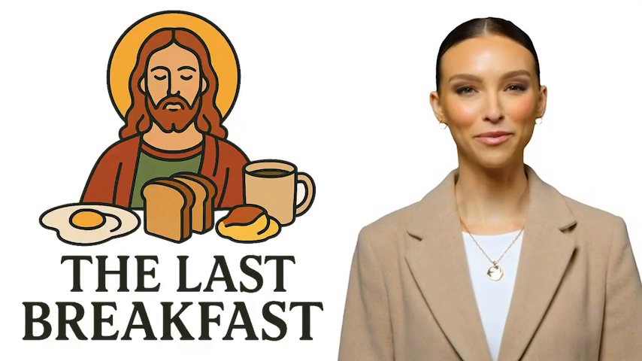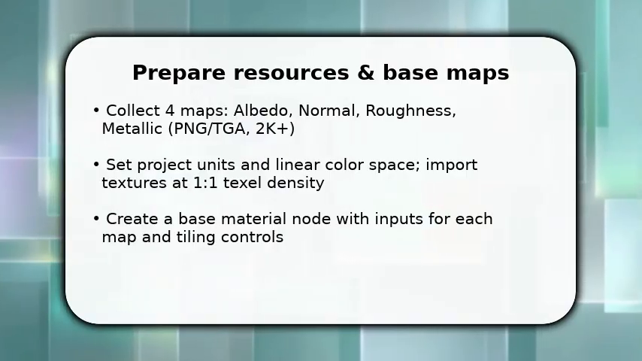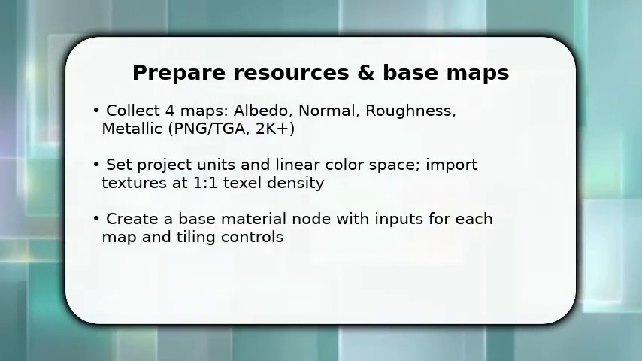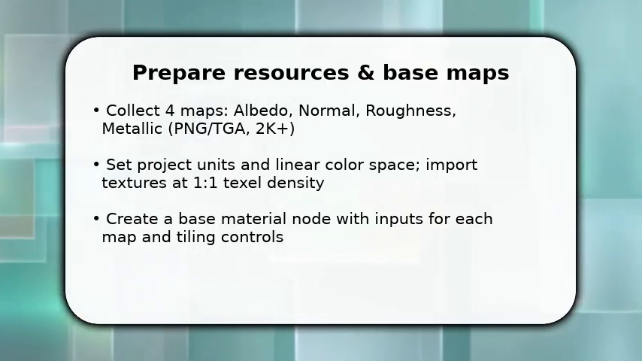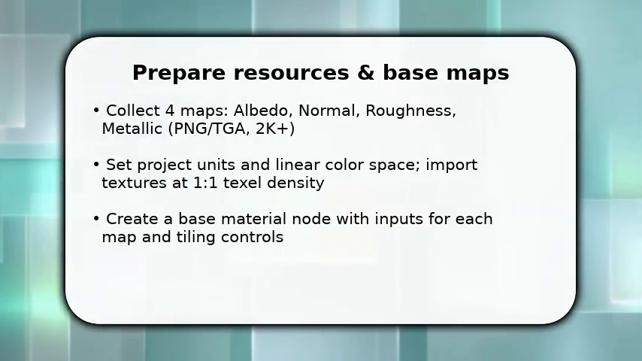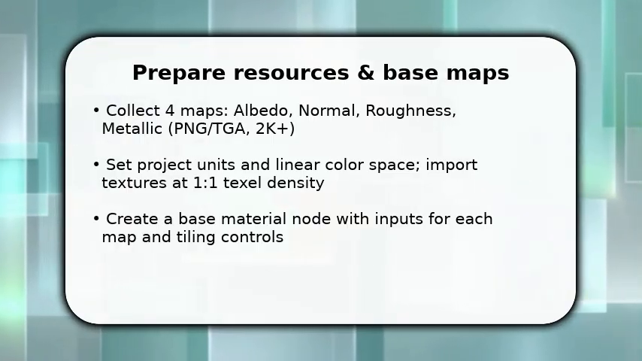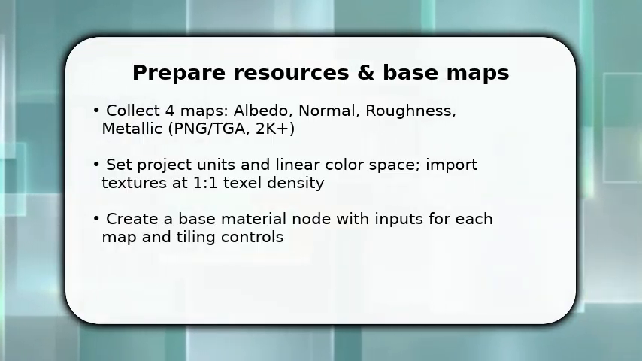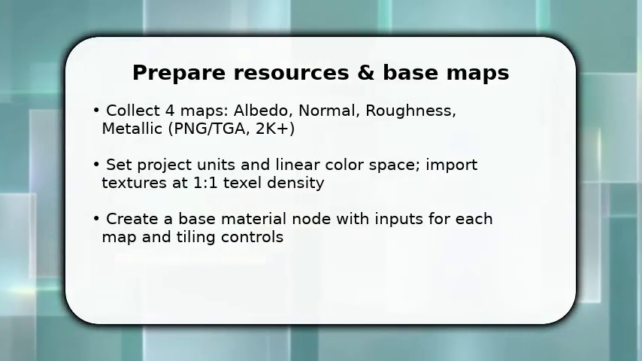Please enjoy the video. You start by gathering your essential texture maps and configuring the project for physically based workflow. Import albedo, normal, roughness, and metallic at matching resolution, then set linear rendering and proper sRGB flags. Normals remain non-color. Next, make a base material node with inputs for the 4 maps and a texture tiling parameter. This immediate setup lets you iterate quickly.